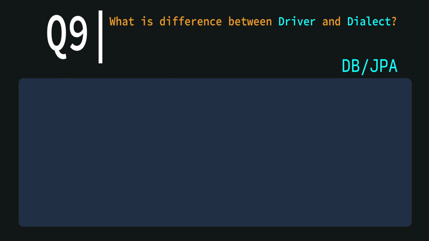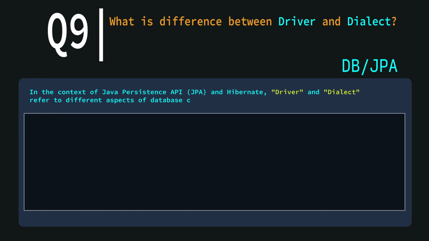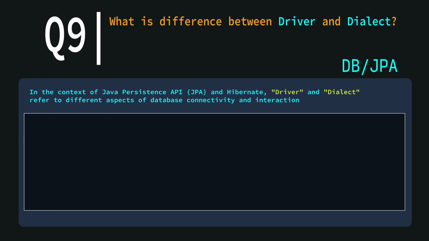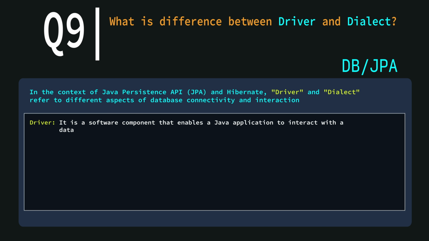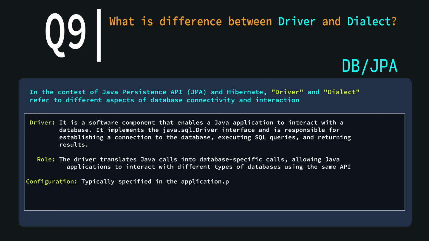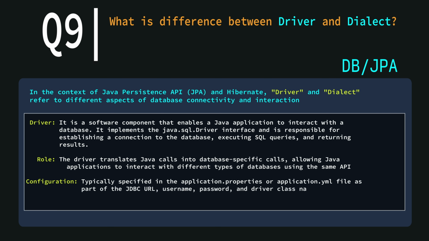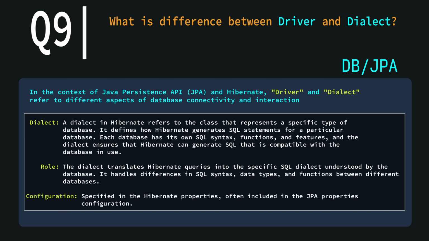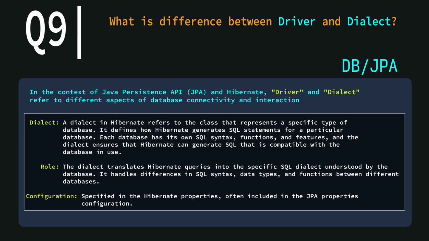The next question is again from DB or JPA, and the question is: what is the difference between driver and dialect? So in the context of JPA, driver and dialect are two different aspects. The driver is useful to connect with the database, that is for the connectivity, executing the SQL queries and returning the results. Or in layman's language, you can say the driver acts as a bridge between the database and our Spring-based Java application. On the other side, a dialect in Hibernate refers to the class that represents a specific type of database. So it's like a language translator, right? Based on the database type, the dialect is able to translate Hibernate queries into the specific SQL dialect understood by the database.